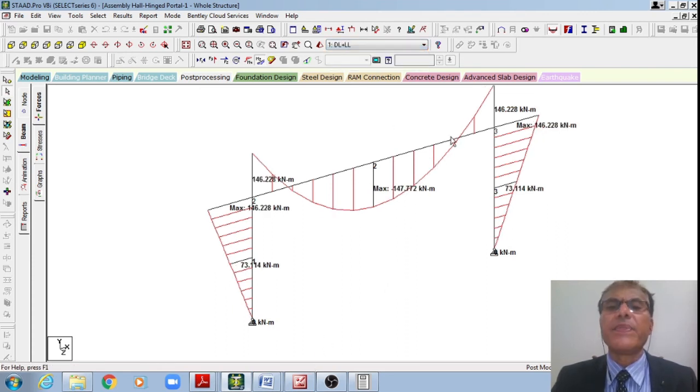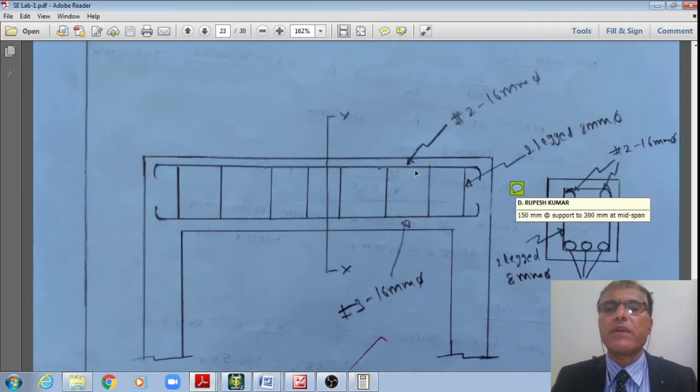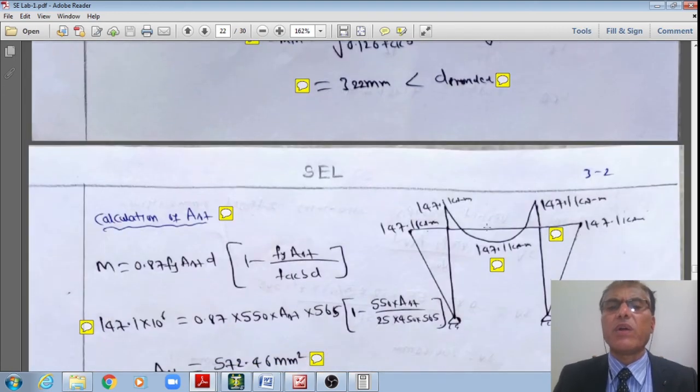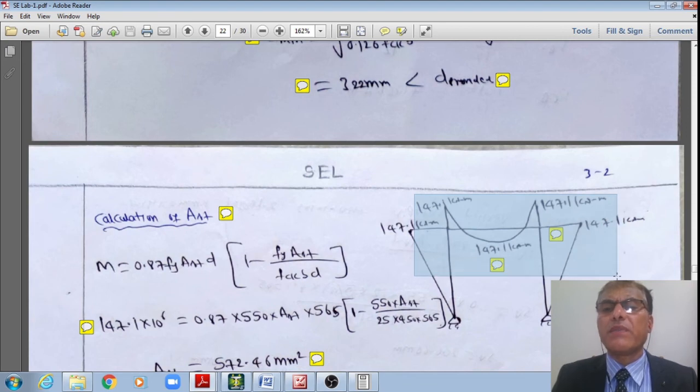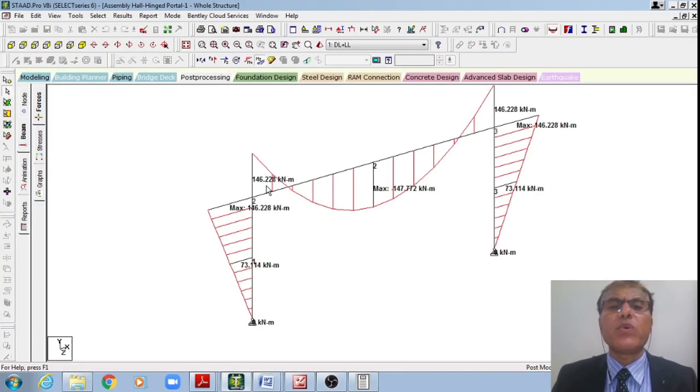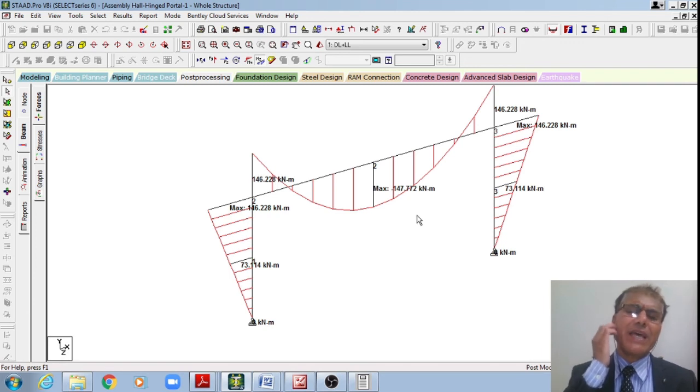Yes, unfactored, right? Therefore, for the unfactored loads, just now we have seen that at the end of the beam it is 146.2 to 147.7. Now, let us revisit. Is it in conformation with the manual calculation? Manually, we got 147.12 at the center of the beam. I got 147.1. However, STAAD is giving 146.2 to 147.7. Hardly, there is a very small error.